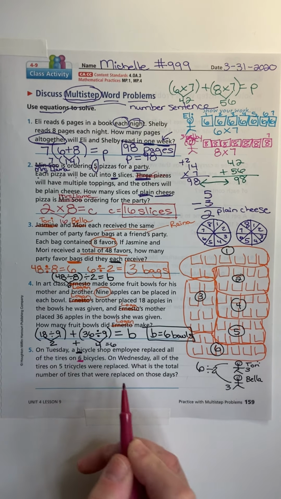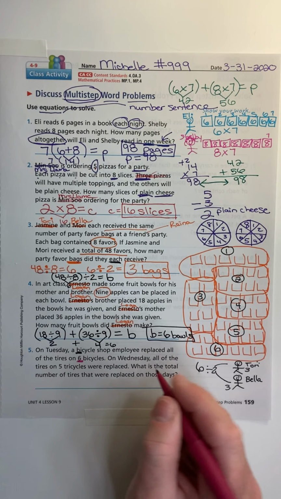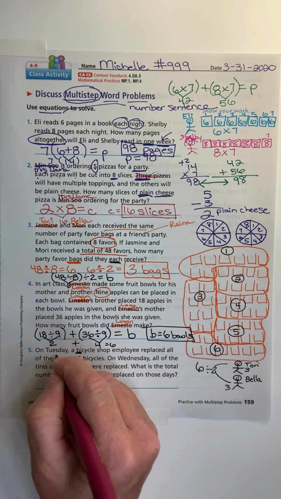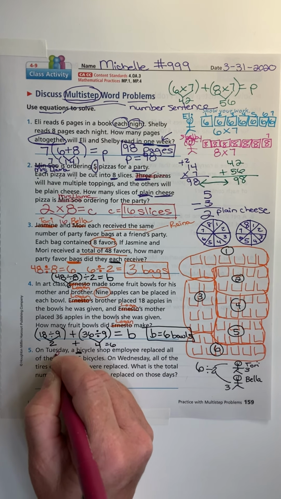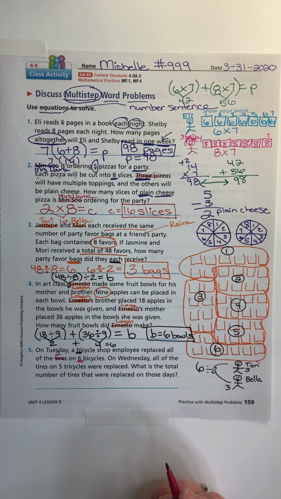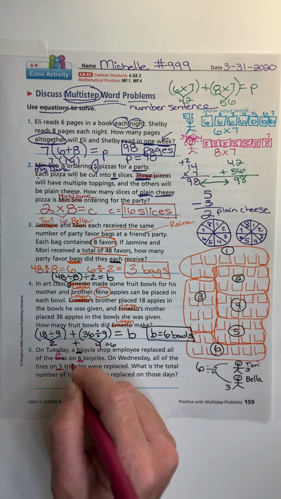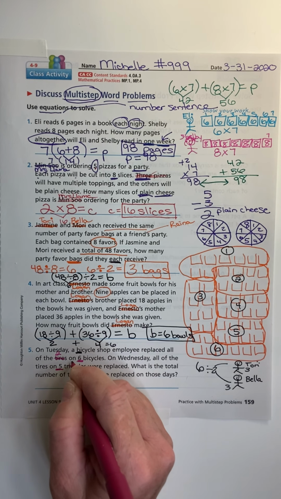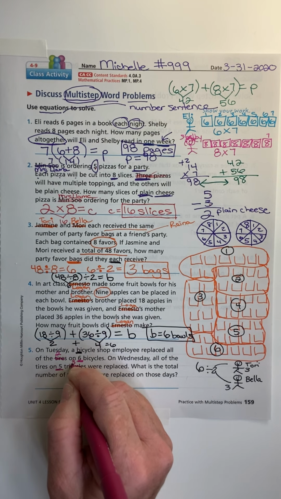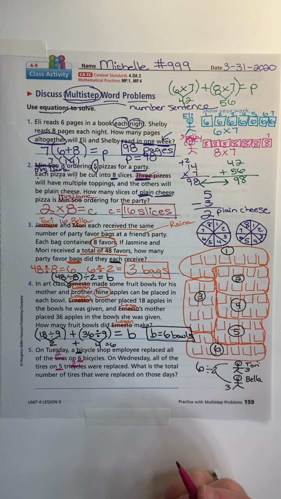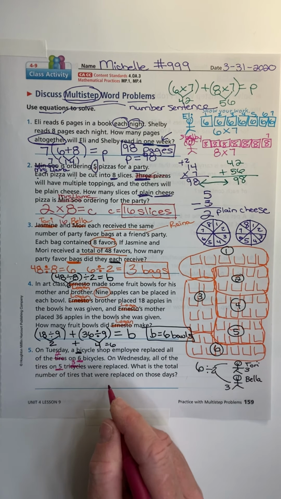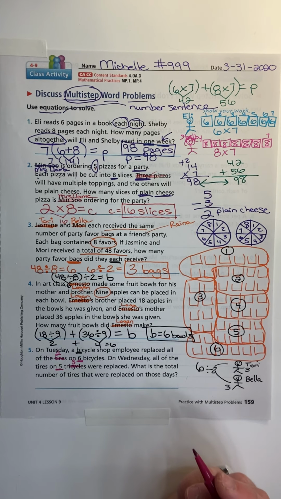6 bicycles. Okay, so I'm going to cross out all the tires and put like 2. Okay. On Wednesday, all of the tires on 5 tricycles. 5 tricycles. So I'm going to cross out tricycles, and I know that there are 3 tires on tricycles. What is the total number of tires that were replaced on those days?